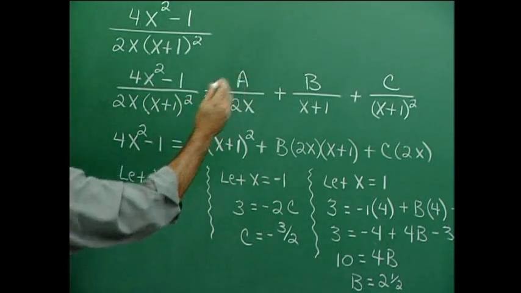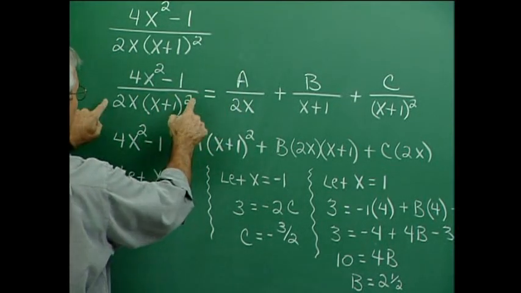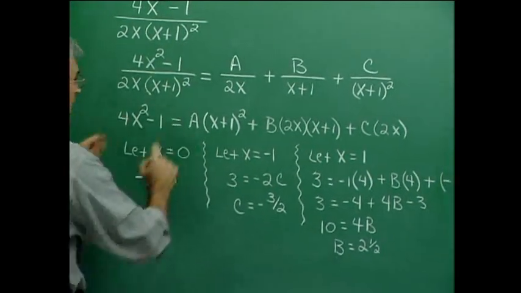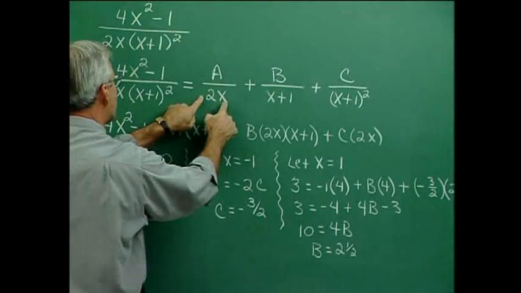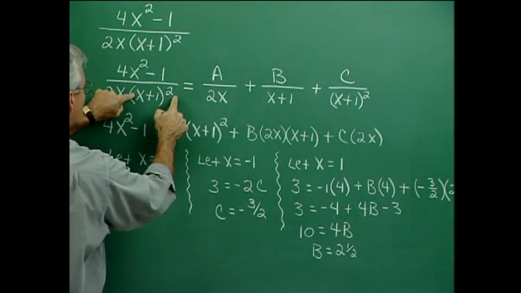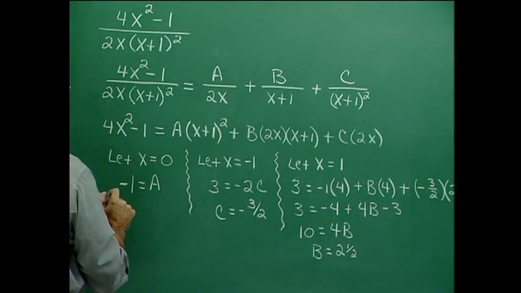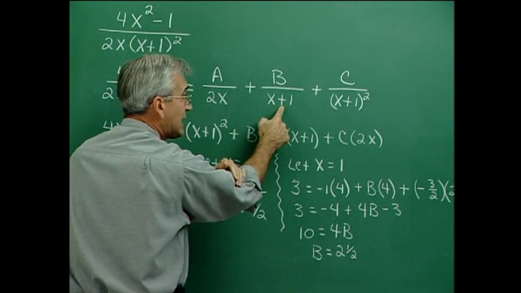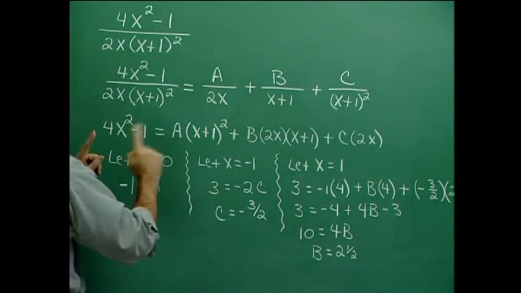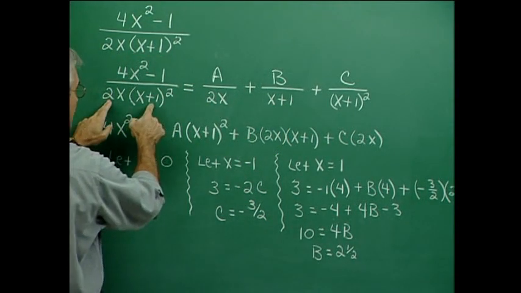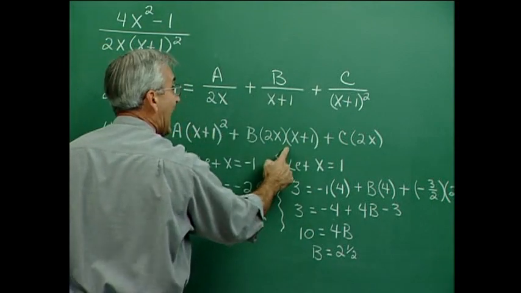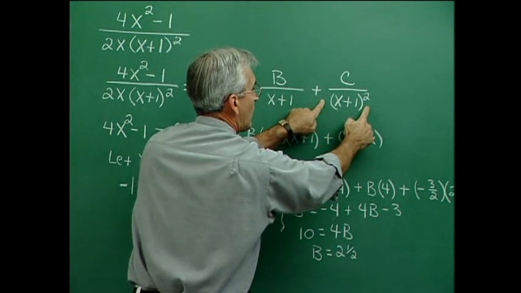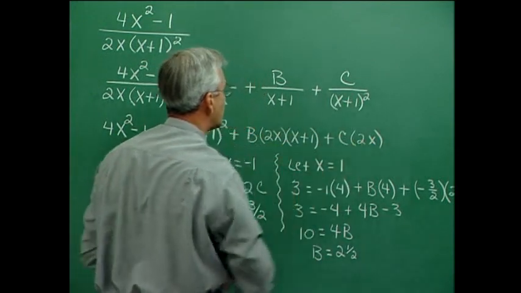That is, we want to clear those fractions, and we do that by multiplying through by this common denominator. Common denominator times this fraction leaves the numerator. Common denominator times this fraction, let's see, the two x's would cancel, leaving x plus 1 squared times A. So we have this. Then common denominator times this. One of the x plus 1 factors would cancel here, leaving the other one, you see. So we would have 2x times x plus 1 times B. And then common denominator times this term, the x plus 1 squares would cancel. Then we have C times 2x.